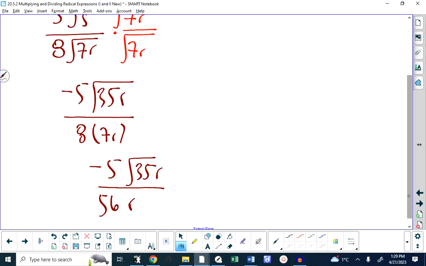Well, how disappointing. Because we can't do anything with it. I mean, that's a good thing, maybe. Does 5 over 56 reduce down? No. Oh, hey, but can't I cancel the r's? No, because one is under a radical and one is not under a radical. That's it, we're done with that one.